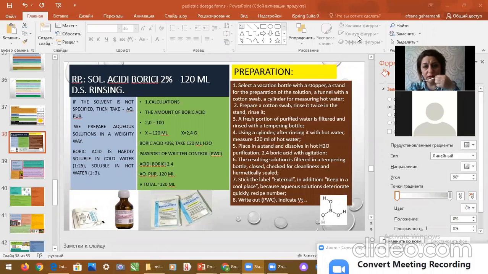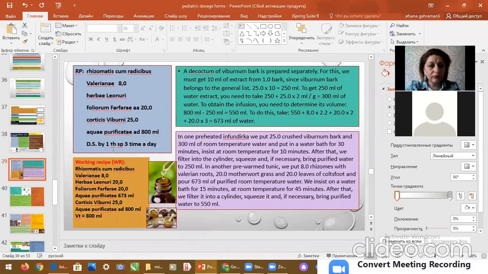For this, we continue now, my dears. Yes. Now, our second prescription. Our second prescription is the recipe Rhizomatis cum radicibus valeriani. This is the sedative drug, you know. Herbae leonori, Foliorum farfarae, ana 20 gram, Corticis viburni 25 gram, Aquae purificatae 800 ml. Da signa: by 1 tablespoon 3 times a day.